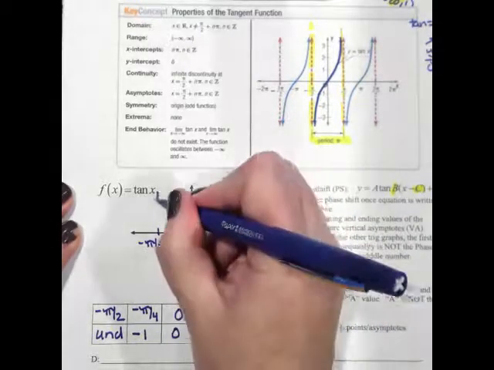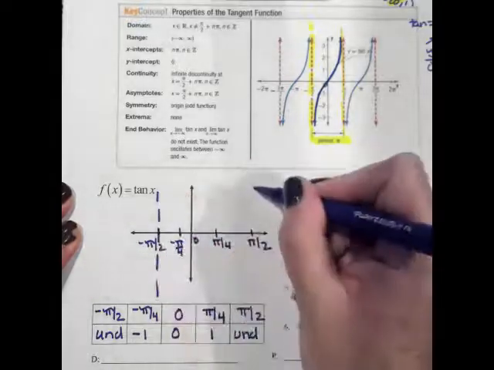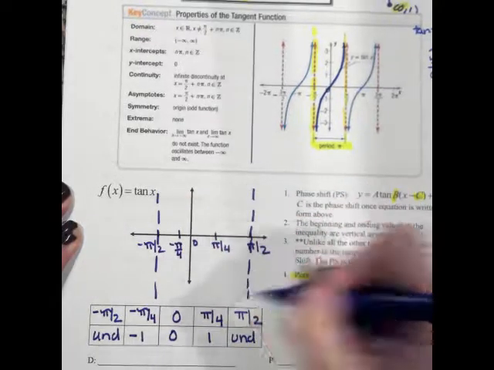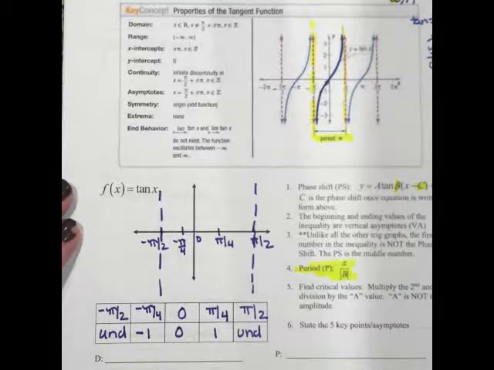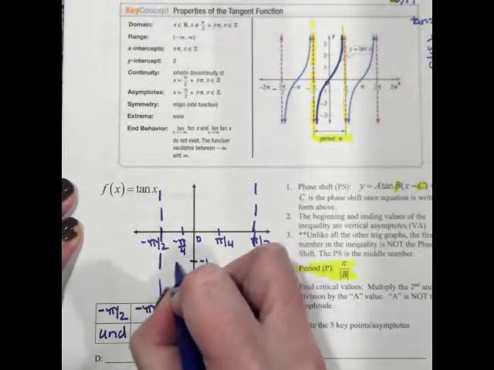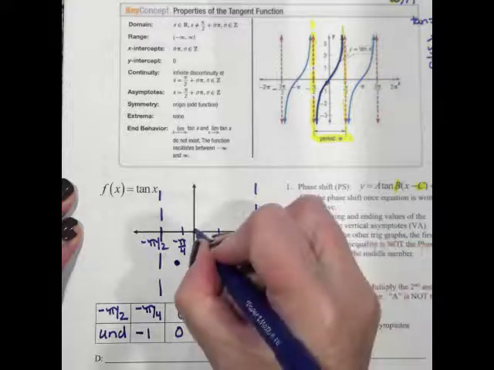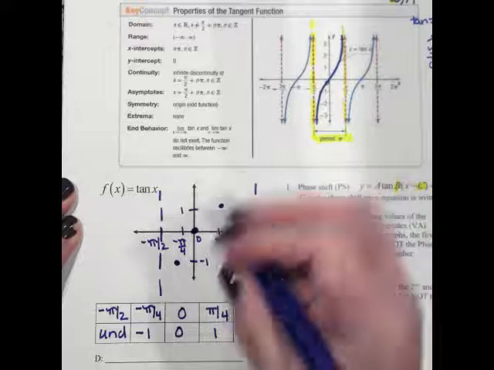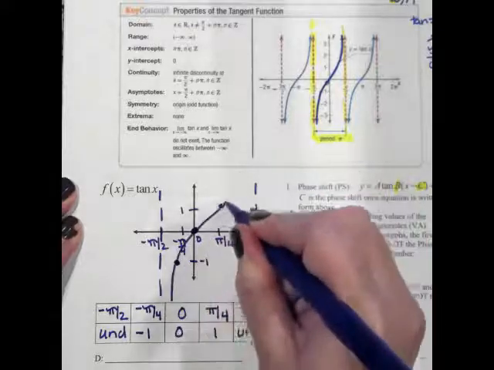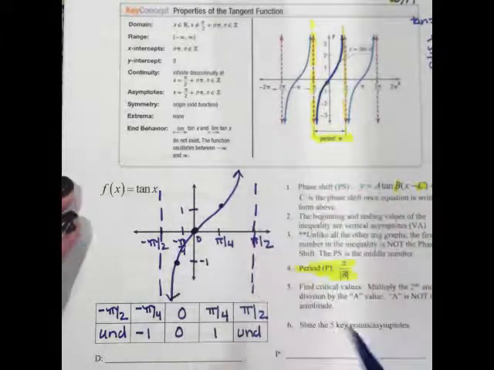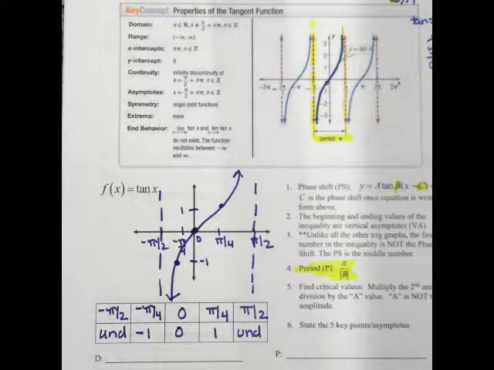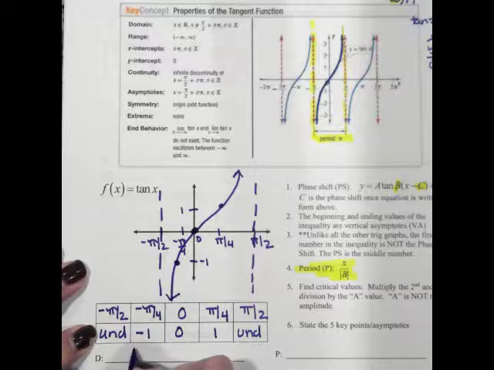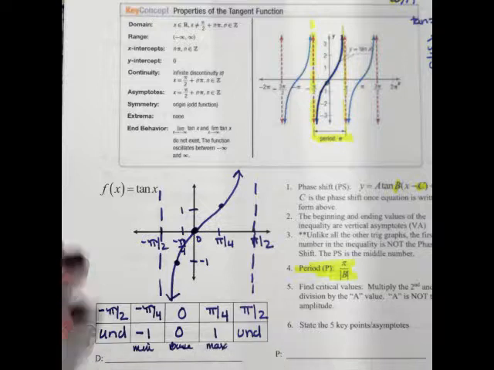Like I mentioned, I'm going to start and end with the vertical asymptotes. And at negative pi over 4, I have a y value of negative 1. At 0, I have a y value of 0. At pi over 4, I have 1. So this is what your tangent of x parent function is going to look like. Notice you always start and end with your vertical asymptotes. This is your lowest point, then you have your baseline, then you have your highest point.